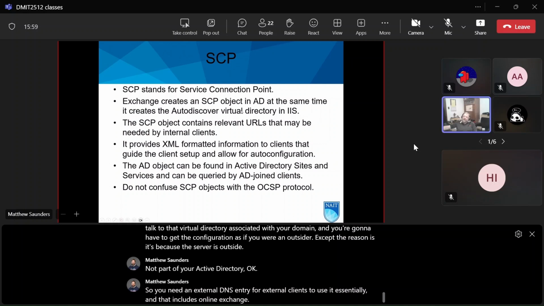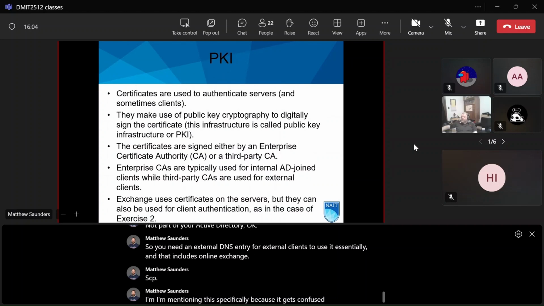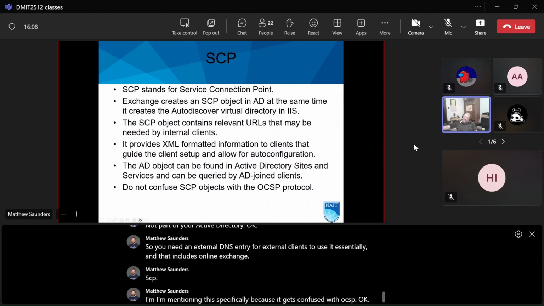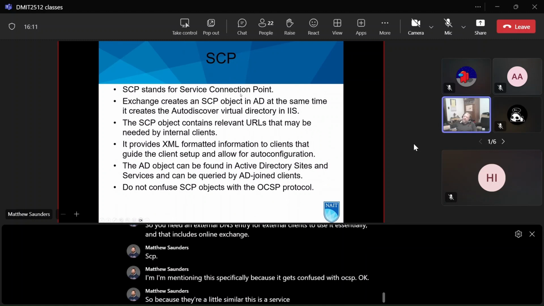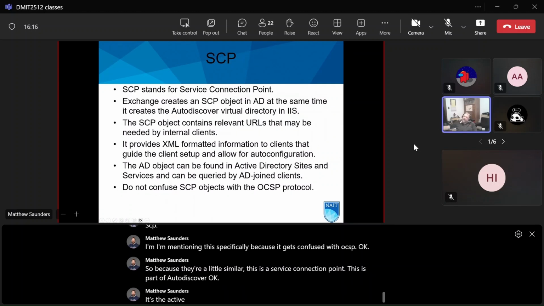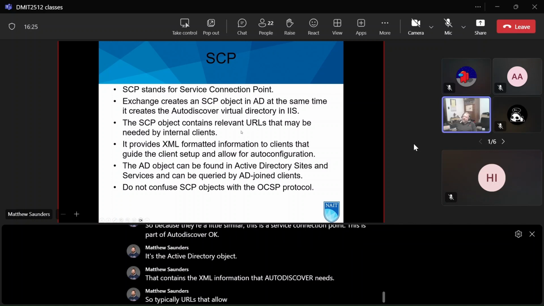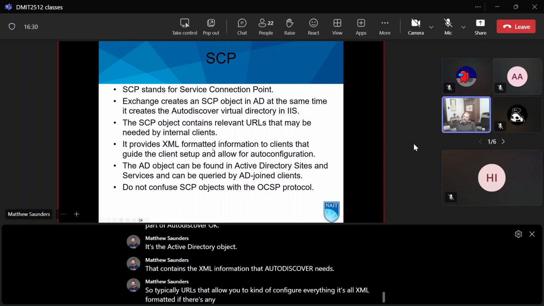Okay, SCP. I'm mentioning this specifically because it gets confused with OCSP. Because they're a little similar, this is a service connection point. This is part of Auto Discover. Okay, it's the Active Directory object that contains the XML information that Auto Discover needs. So typically URLs that allow you to configure everything. It's all XML formatted. If there's any kind of problem with this formatting, XML is very, very picky.